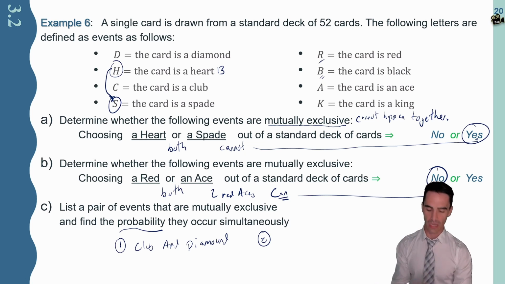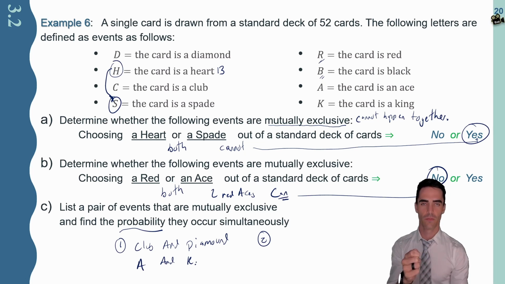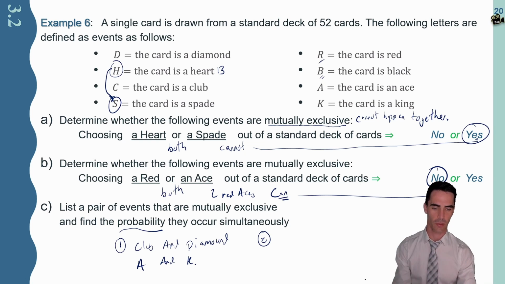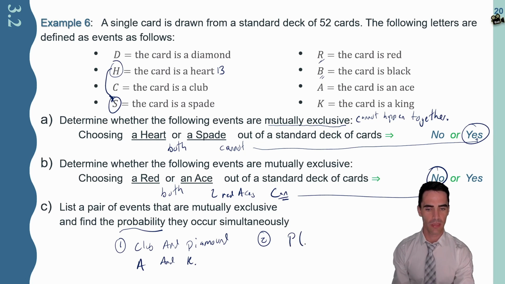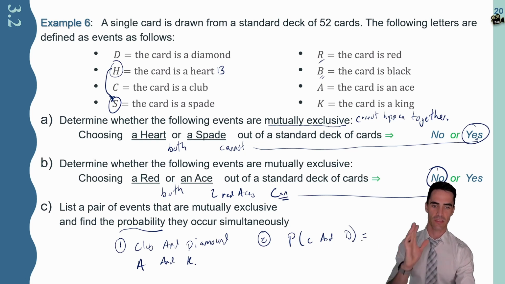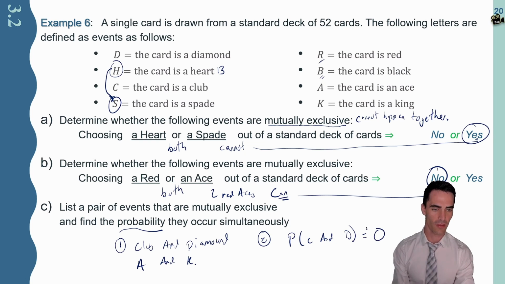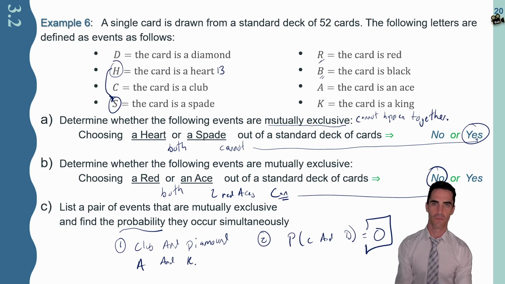Or maybe you want to be more creative. You could say, I can't look at a card and it be an ace and a king. That cannot happen together. There are a lot of different pairings, but we should all get the same answer here. What is the probability of getting a club and a diamond? Well, again, no matter what your pairing is, the probability should be the same because by definition, mutually exclusive, the probability is always going to be 0. And so that's how we can turn that definition into a friendly response.